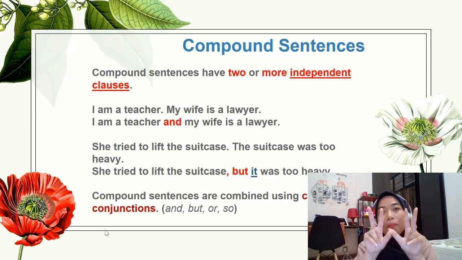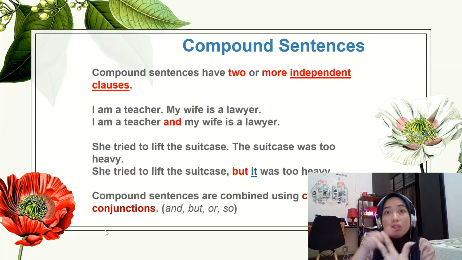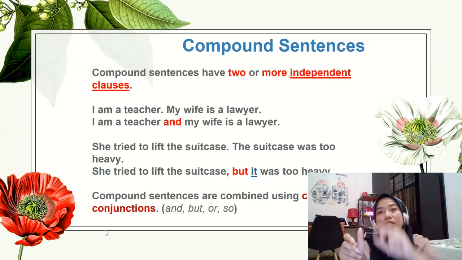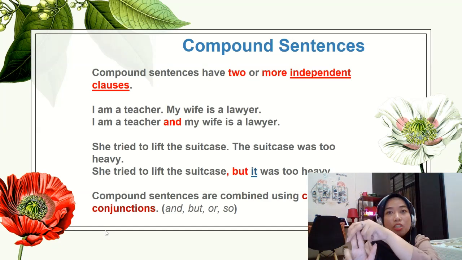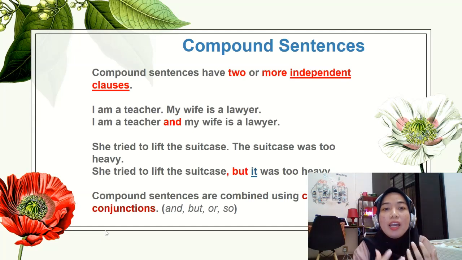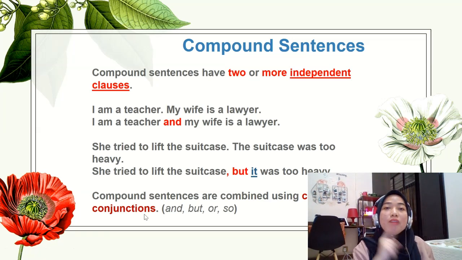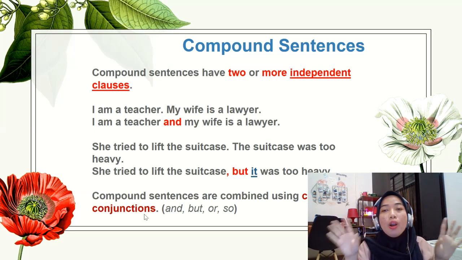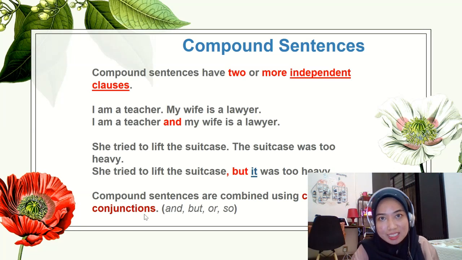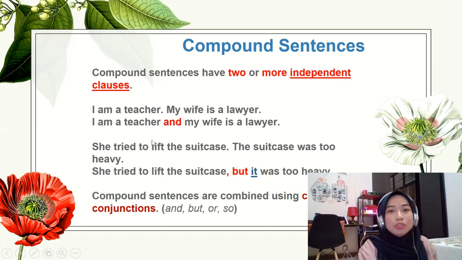But when you want to combine an independent clause, subject, verb, object, with another independent clause, subject, verb, object, you need a special type of conjunction in the middle to combine these two, which is what we call coordinating conjunctions. Okay? So remember, the definition of a compound sentence is for you to have two or more independent clauses. Two or more independent clauses. So let's take a look at an example here.